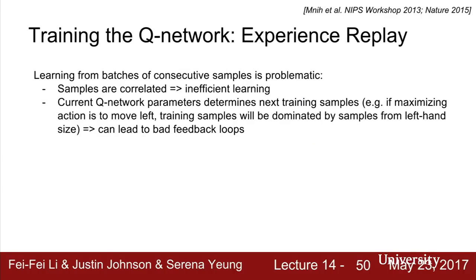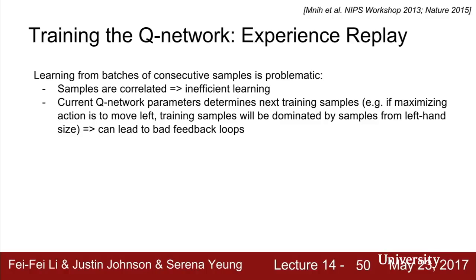So one other thing that's used here that I want to mention is something called experience replay. This addresses a problem with just using the plain Q network that I've just described, which is that learning from batches of consecutive samples is bad. The reason is that when playing the game, taking consecutive samples of state action rewards and training with these, all of these samples are correlated. And so this leads to inefficient learning, first of all.